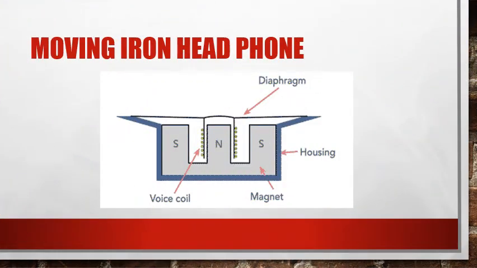Now let us discuss the types of headphones. First, we will discuss the moving iron headphone. The so-called magnetic type or moving iron headphone uses the same basic principle as was originally adapted for the telephone earpiece or receiver. That is, we have seen it in the moving iron microphone.